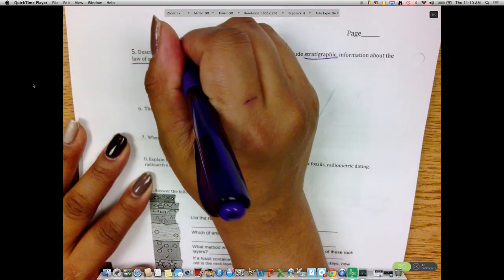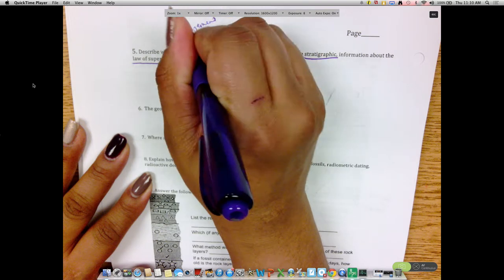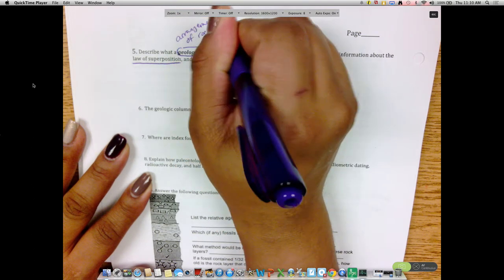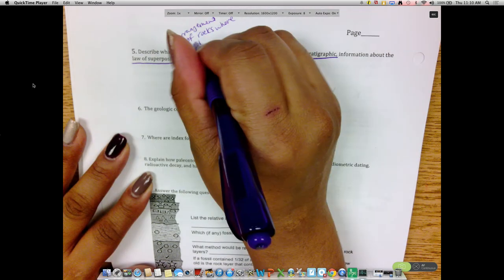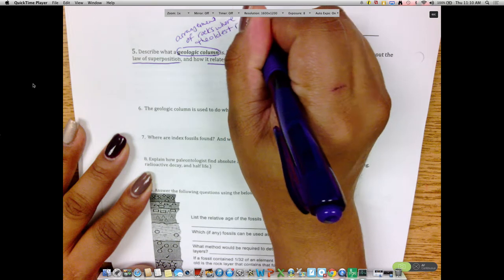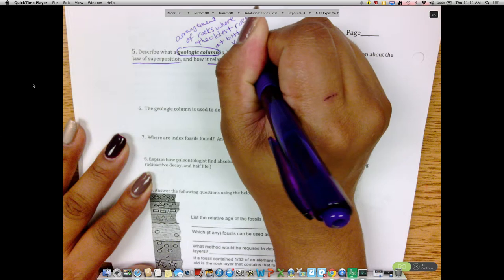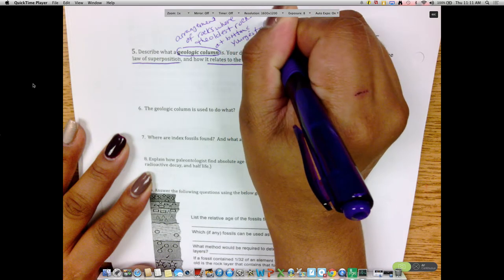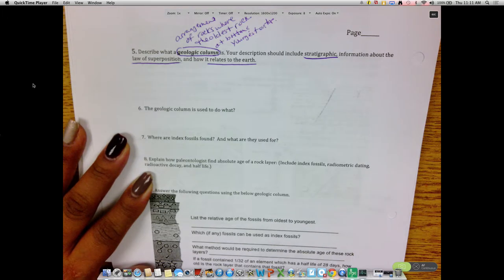Okay, so she says an arrangement of rocks where the oldest rocks at bottom and youngest on top. Okay, so you do have an arrangement of rock, but remember it's the geologic column. What else is it doing?